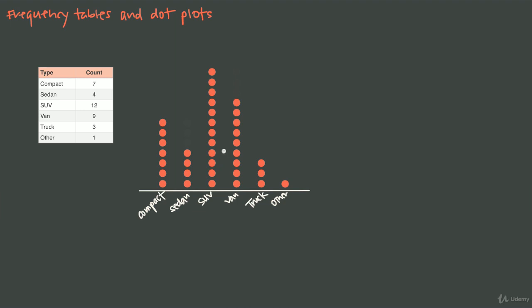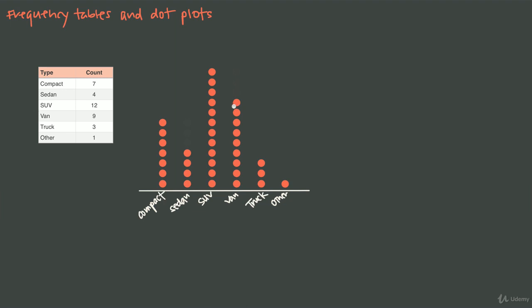We could maybe say that there are approximately a roughly equal number of compact cars and vans because those bars are roughly the same height, or that there are an approximately equal number of sedans and trucks. And we can clearly say things like there are many more SUVs than sedans, or there are fewer trucks than vans. So we can make all of those really quick judgments just by looking at the visual representation of this data in a dot plot.